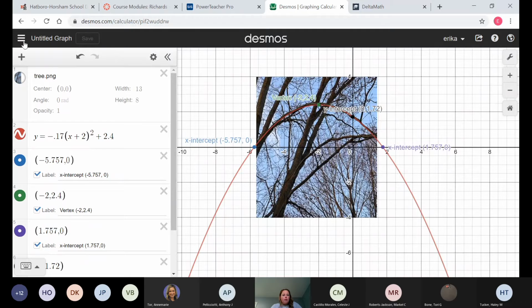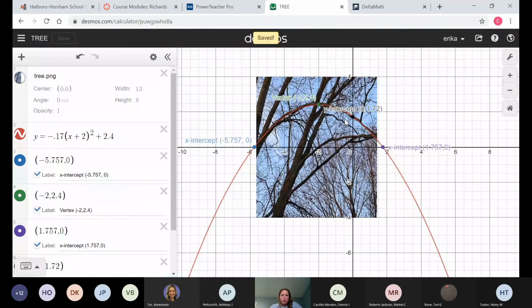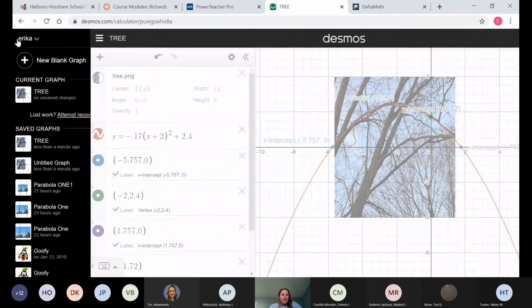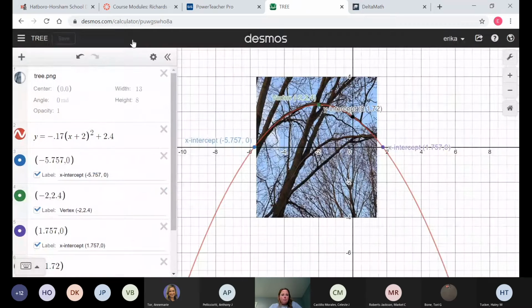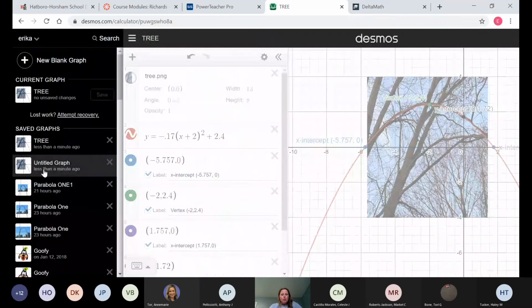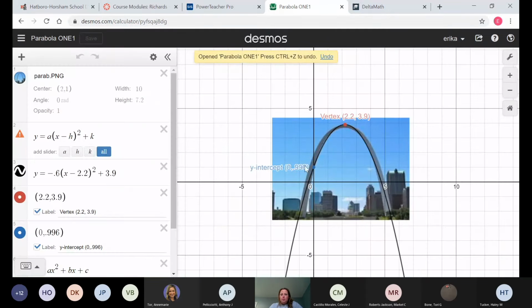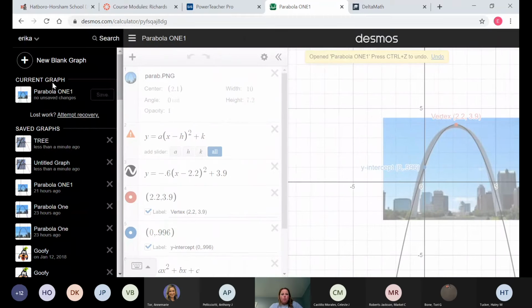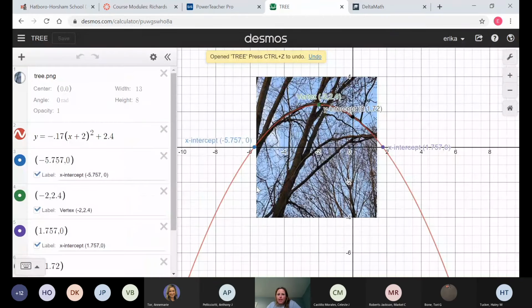And then whenever I want to come back, I'm going to label this untitled graph. You just click on it. I'm going to label it tree, save. Okay, so now I have my tree graph. And here if I hit my name or if I hit this button, it'll bring things up. So yesterday I messed around with parabola 1, I used the arch to do it, but now I want to go back to my tree and I open it and everything should be saved there. Okay, thank you.